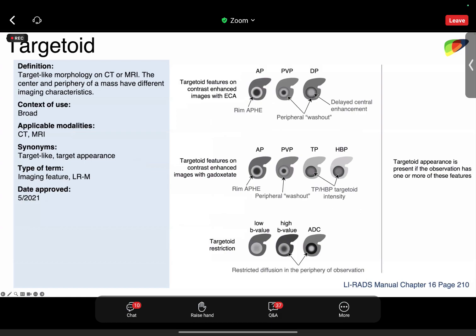Targetoid refers to target-like morphology on CT or MRI, where the center and periphery of a mass have different imaging characteristics. This can be observed with different contrast agents, for example, with extracellular contrast agents, revealing either peripheral washout or delayed central enhancement. This can be seen with gadoxetate disodium, a hepatobiliary contrast agent, showing a targetoid appearance either in portovenous phase, in transitional phase, or hepatobiliary phase. And it can also be seen on diffusion-weighted imaging on the bottom row.